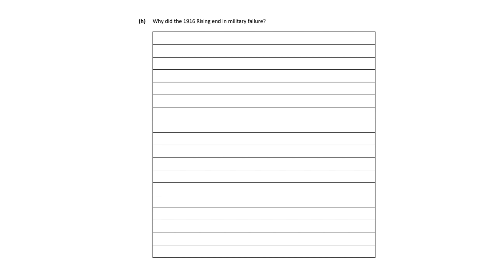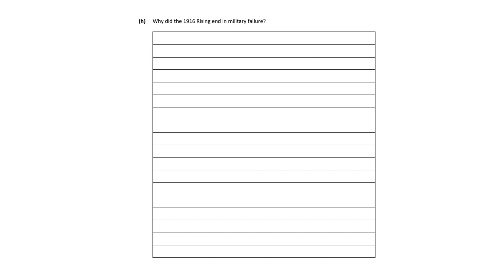Okay, so I have an example of another question here, guys. I've just skipped a bit ahead in this exam paper. There's a question related to the 1916 Rising, and an interesting question here. H, why did the 1916 Rising end in military failure? You're given quite a fair chunk of answer space here, so this question will be worth about 18 marks.